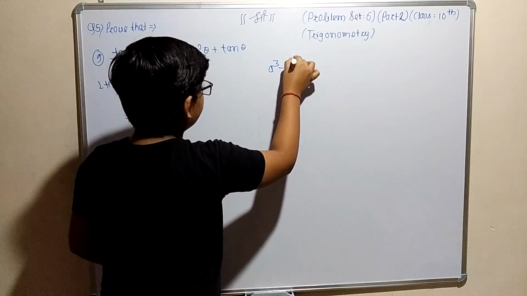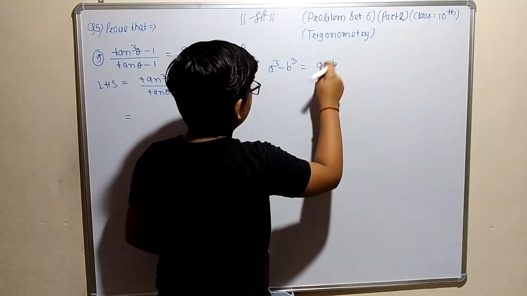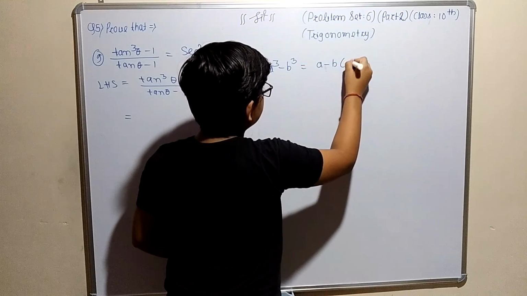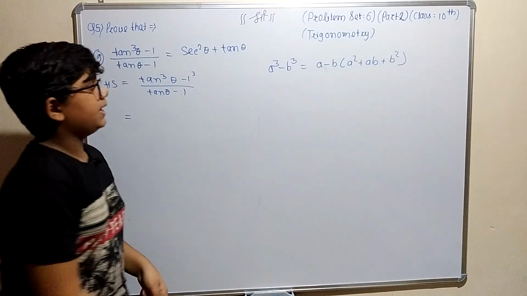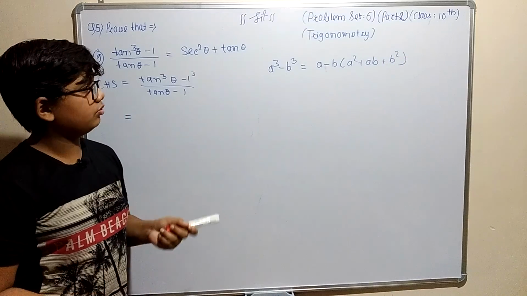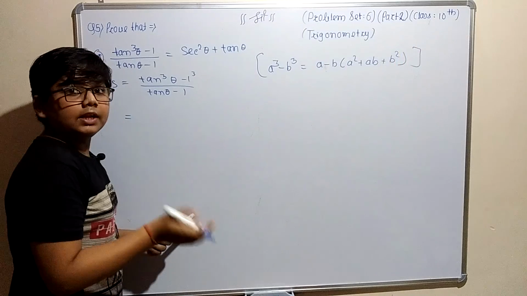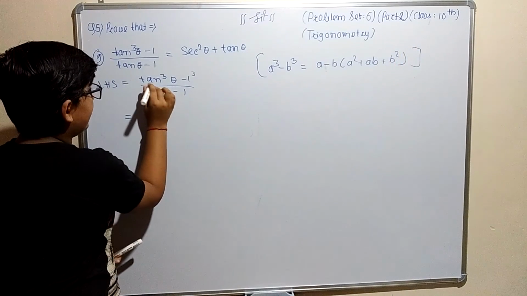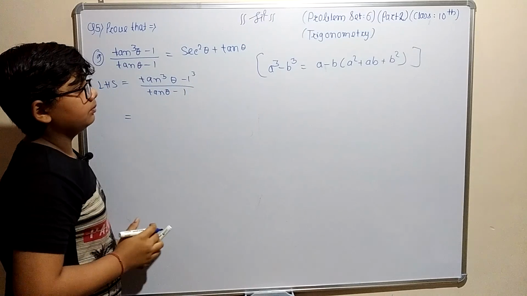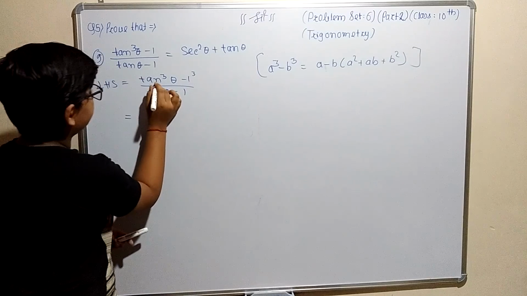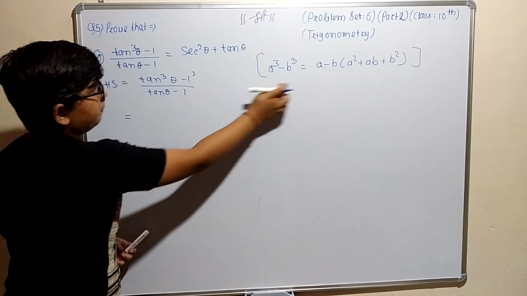A cube minus b cube is equal to a minus b times a squared plus ab plus b squared. Now we will put that same format over here. Tan cube theta minus 1 cube. Now it is in the format of a cube minus b cube. Now we will solve it. Tan cube theta minus 1 cube. Now we will plug in this formula.